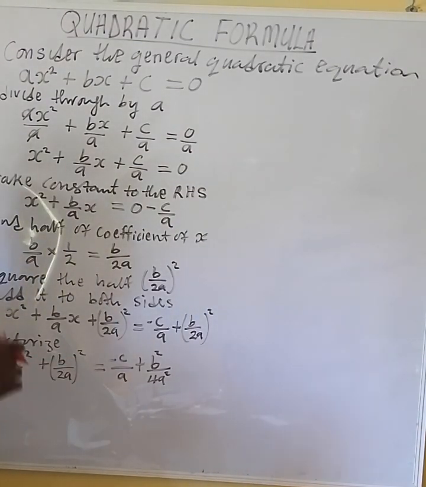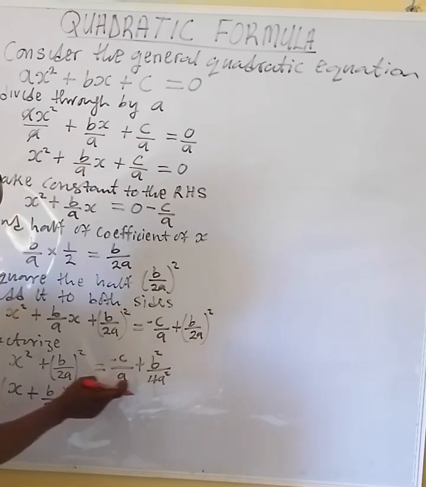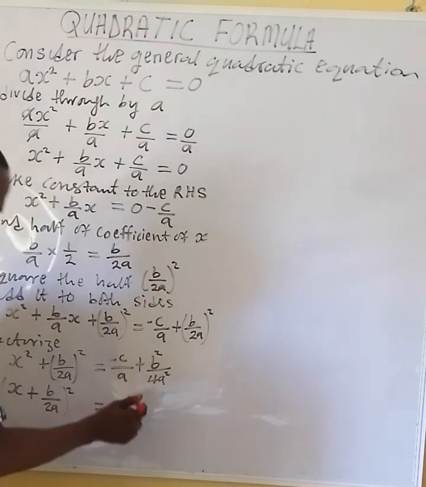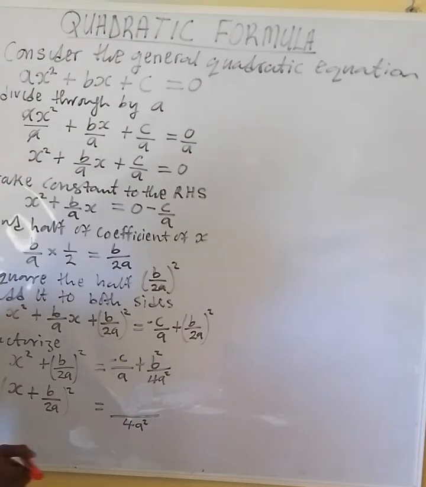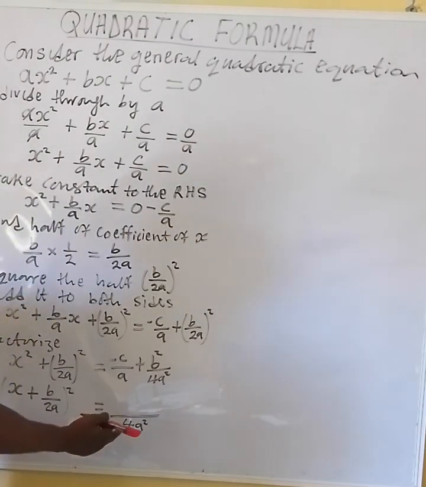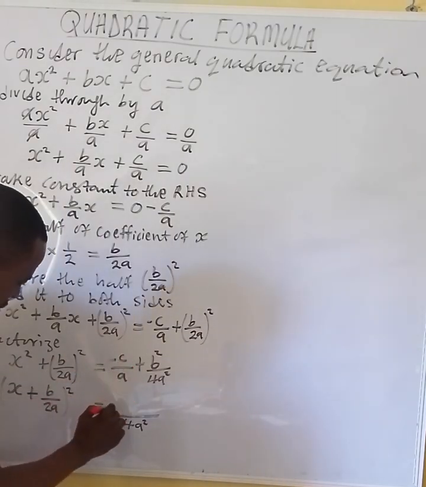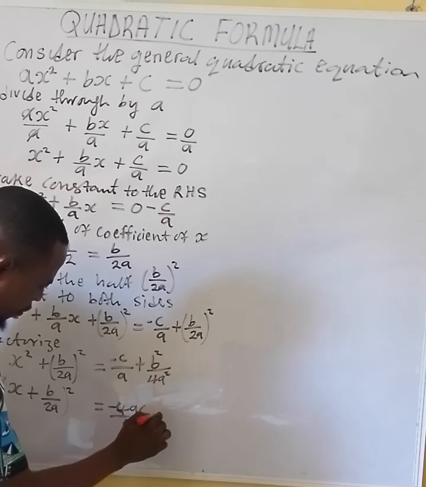So we group them together, we use one square to represent the two. We now have (x + b/2a) all squared. Are we together? Equals to, so now we find the LCM. We have a here, we have 4a squared. So the LCM for the two is 4a squared. So now how many times can a go into 4a squared? Which is 4a. Then we multiply it. 4a times minus c will give us minus 4ac. Are we together?